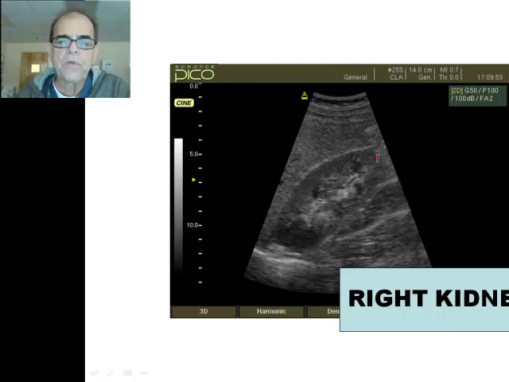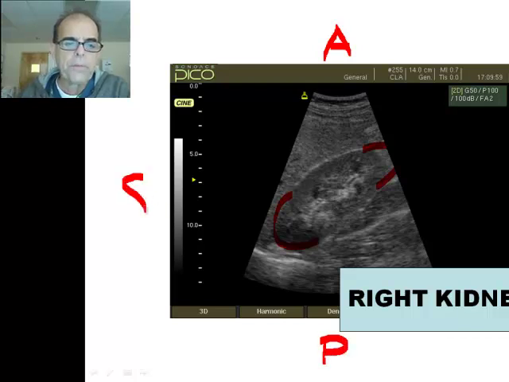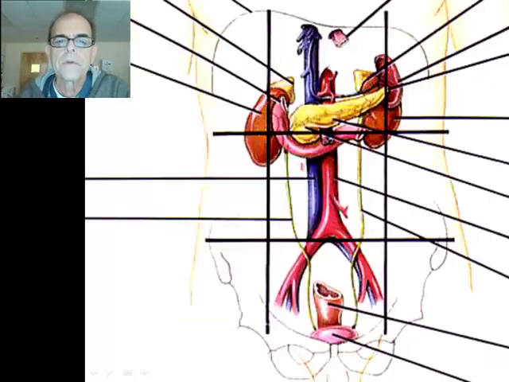You have here a picture of the right kidney with the typical orientation: anterior, posterior, superior. This is the superior pole of the kidney. This is the inferior pole of the kidney. Remember orientation: anterior, posterior, superior, that is the superior pole, and the inferior, and here is the inferior pole. Right kidney, right hypochondrium.